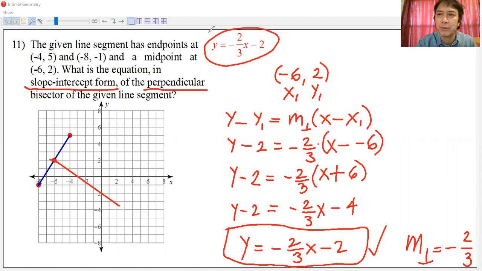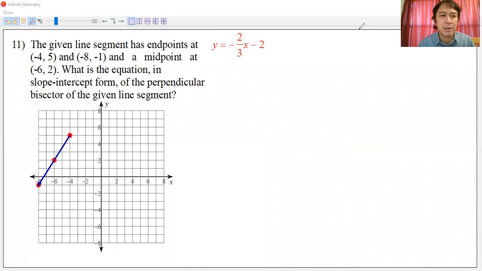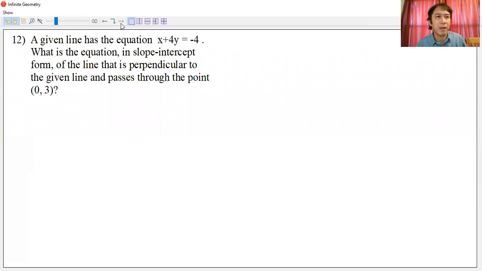I hope you were able to understand the solution. Let's proceed to the next. This is our last number. We don't have a graph here, so let us just read the problem.